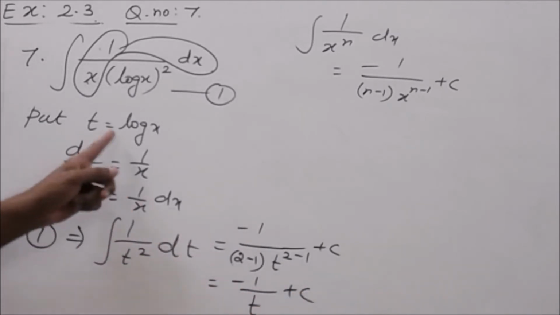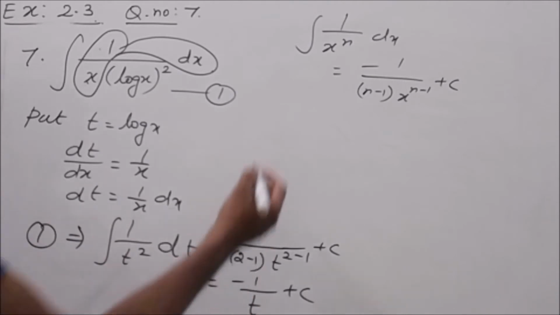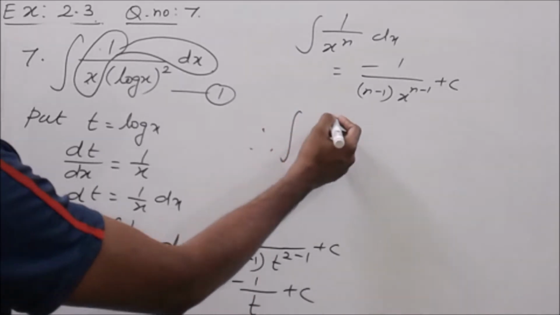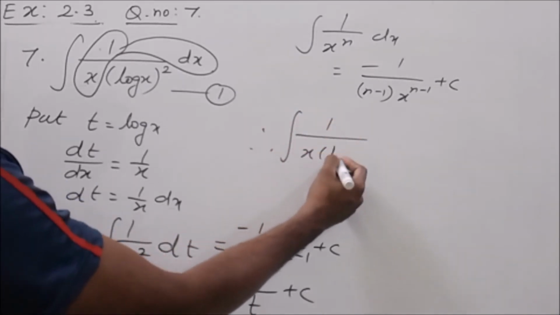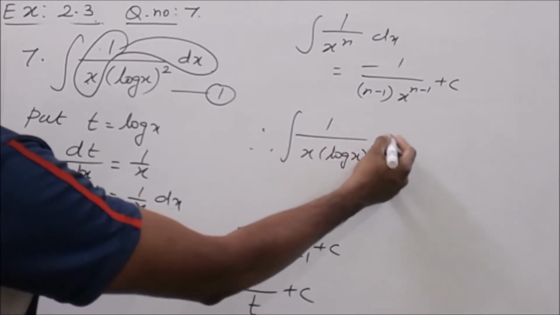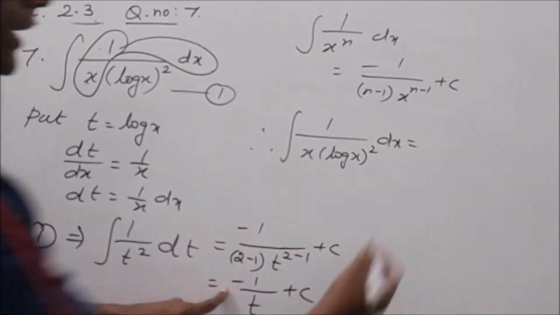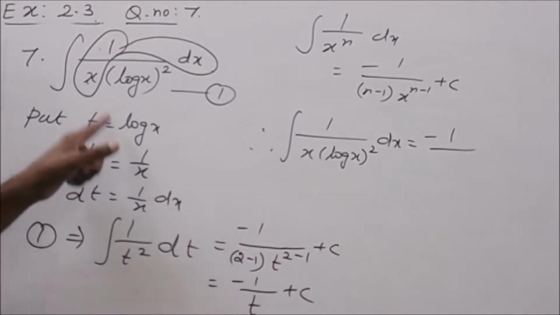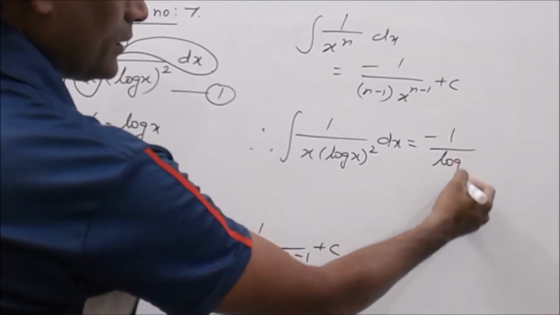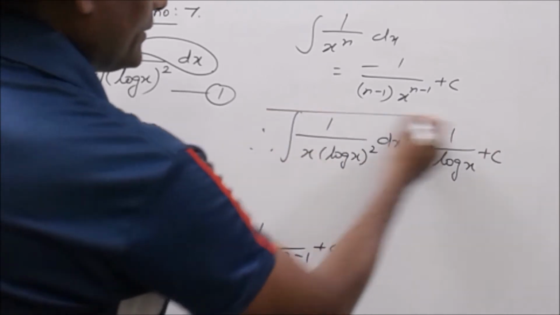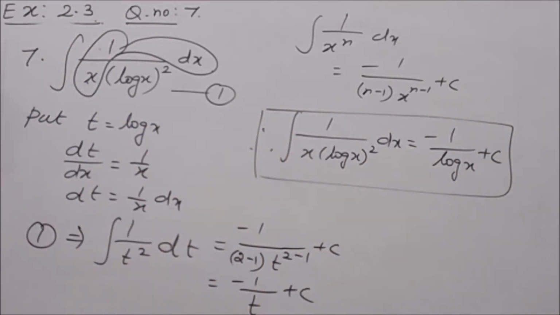So we have taken t as log x, substitute here. Therefore the integral of 1 by x into log x whole square dx will be equal to minus 1 by t, that is, minus 1 by log x, plus the constant of integration c. It's very easy when we go with the substitution method. And in the forthcoming exercises we will have many such substitution methods. I introduce it here for this problem only in this exercise.